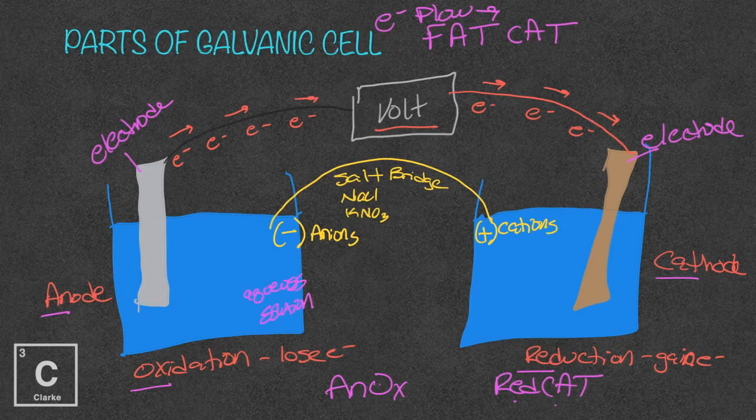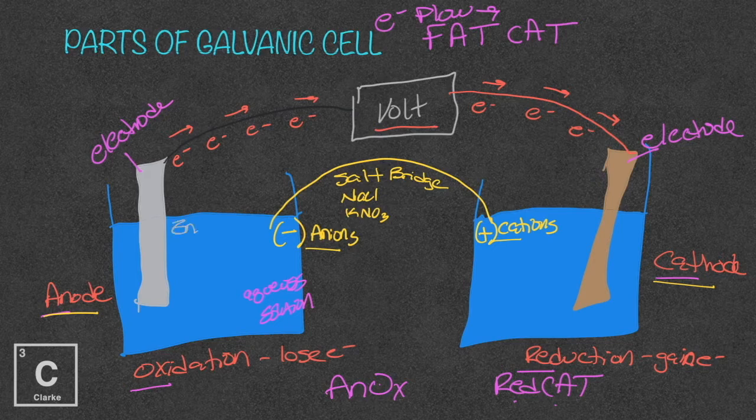And let's notice something. Anions are being attracted to the anode. Cations are being attracted to the cathode. And again, the salt bridge is just to keep those charges replenished because we're constantly losing electrons here and constantly gaining electrons here. In this instance, our electrode is zinc.